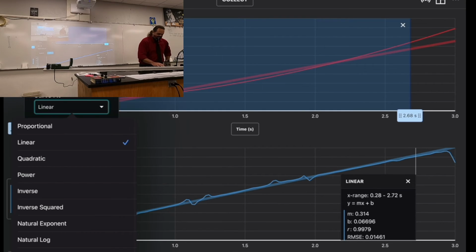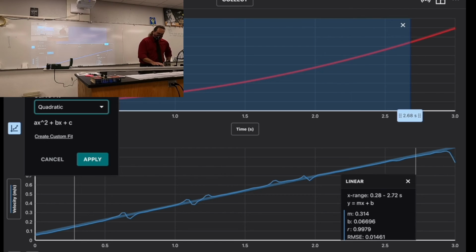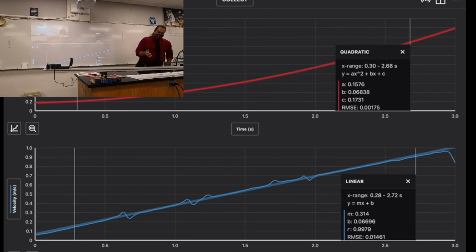Apply my curve fit. Choose quadratic, because that seems like the one that it looks like. I get, for A, 0.1576. For B, 0.06838. And for C, 0.17. That's got to be the initial position. It's located about 17 centimeters away from the detector. Not a surprise. I expect that. B was 0.6838.